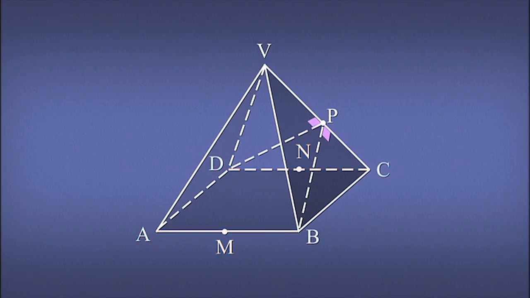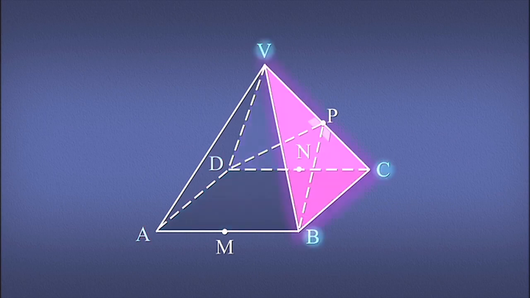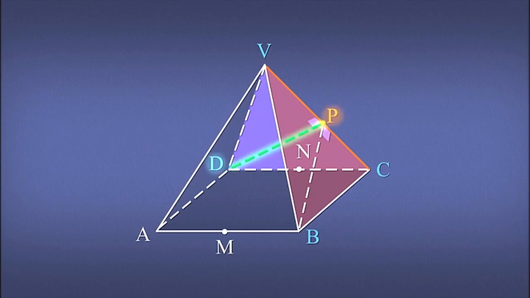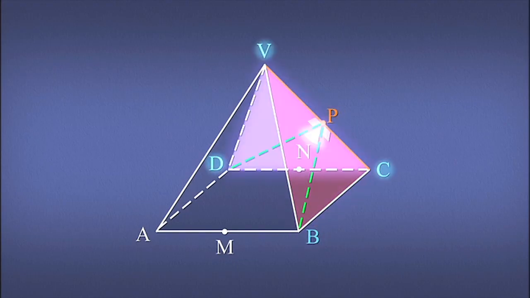Please find the angle between plane VBC and plane VDC. Also find the angle between plane VDC and plane ABCD. Plane VBC and plane VDC intersect at the straight line VC. VC is a line of intersection. Since DP is perpendicular to VC and BP is perpendicular to VC, DP and BP are the two arms of angle DPB. Angle DPB is the angle between plane VBC and plane VDC.